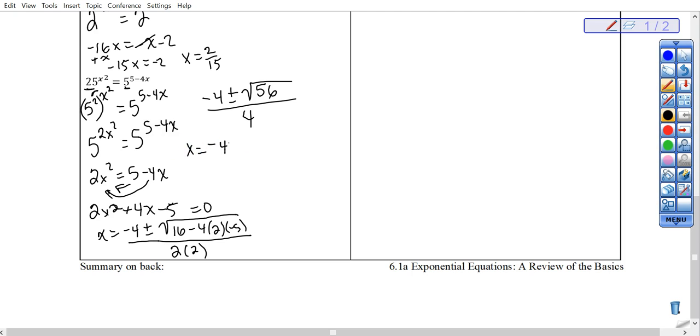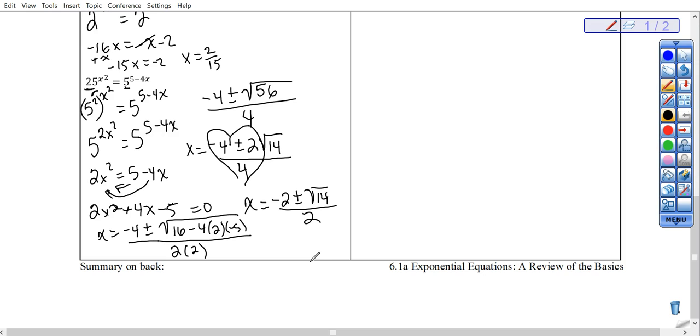So x is equal to negative 4 plus or minus 2 square root of 14 over 4. And then don't forget to simplify, so you got to give it a little love there. X is equal to, the greatest common factor of those values is 2. So we're going to go negative 2 plus or minus the square root of 14 over 2. So you have your positive version and your negative version.